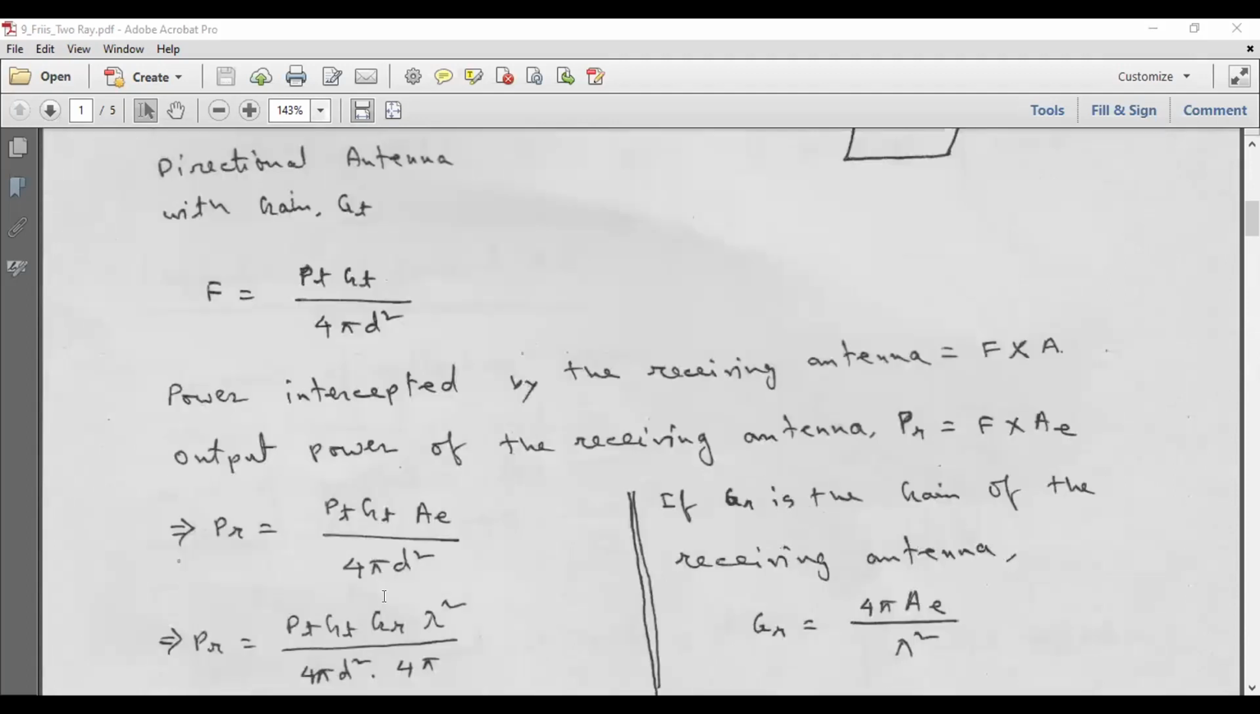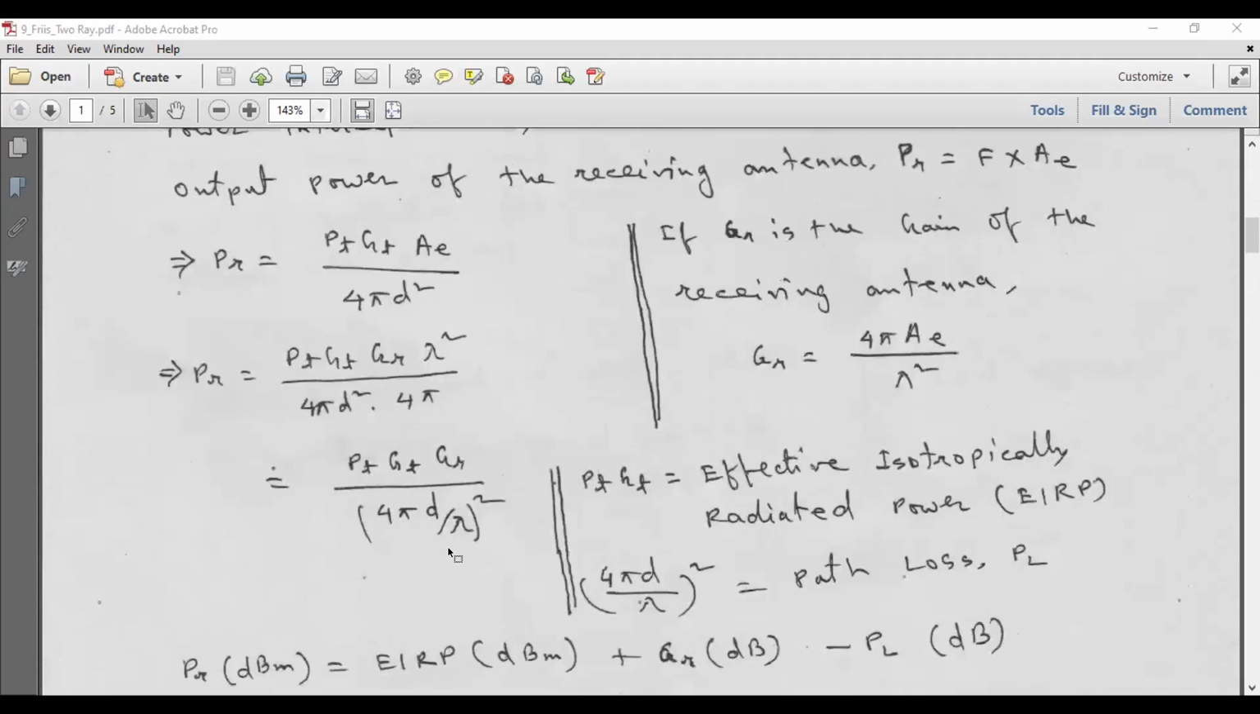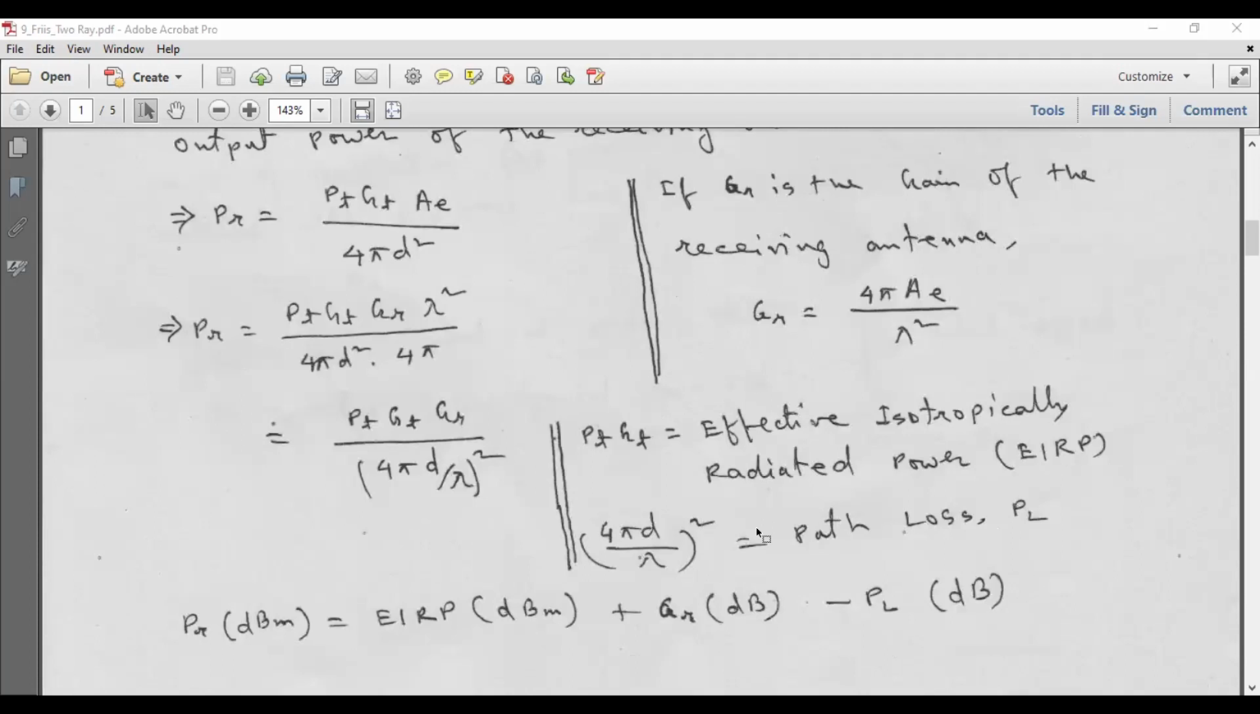So the key point is it is inversely proportional to d square. The second key point is you also have lambda here, so it's d by lambda whole square. The denominator actually tells you how the distance, or the path you have on the way, is affecting your reception. So this whole thing is called path loss.